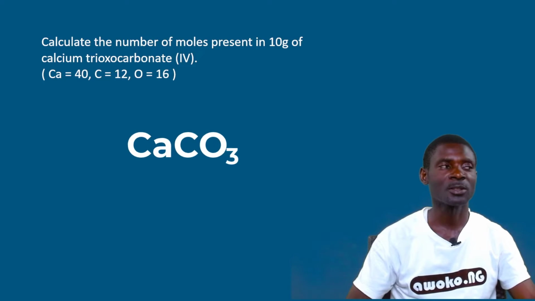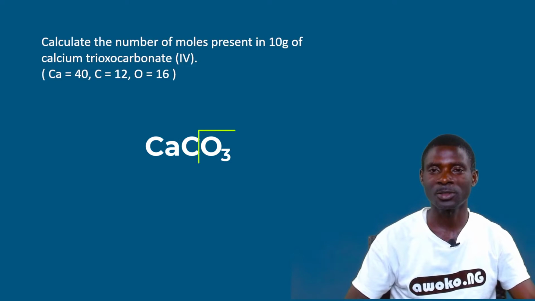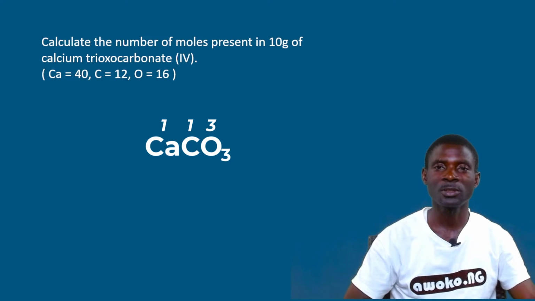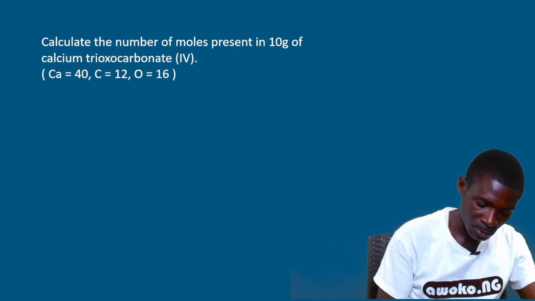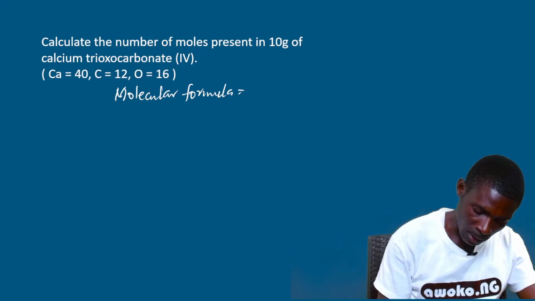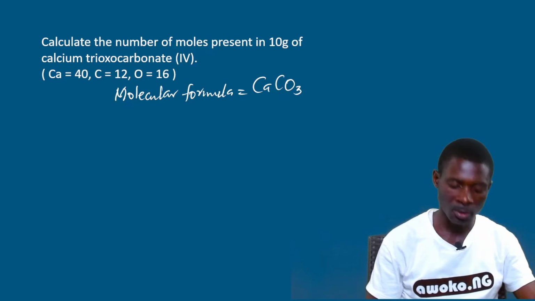Of course, we know that calcium trioxocarbonate 4 is a compound that is made up of calcium, carbon, and oxygen. So calcium here has number of atoms as 1, carbon number of atoms 1, while oxygen 3 as a number of atoms. So the first thing we'll do in solving this question is to look for the molecular formula of calcium trioxocarbonate 4. Then we'll now go further to calculate the relative molecular mass of the compound. So here we have molecular formula as CaCO3. So that is the molecular formula of calcium trioxocarbonate 4.